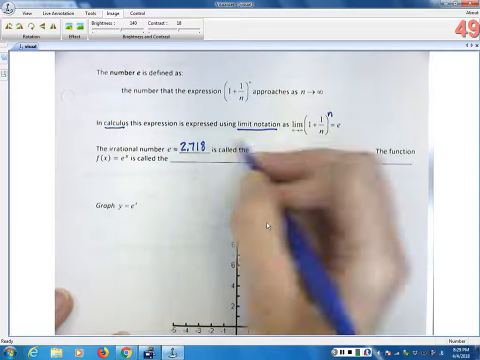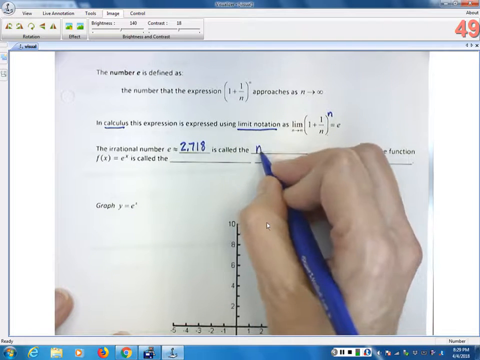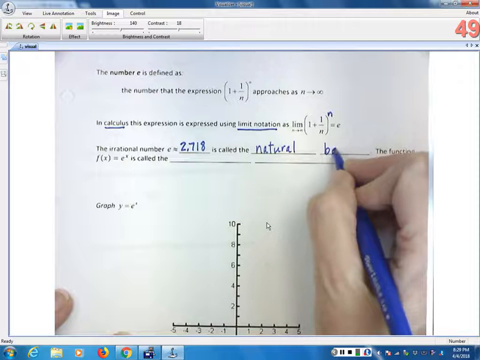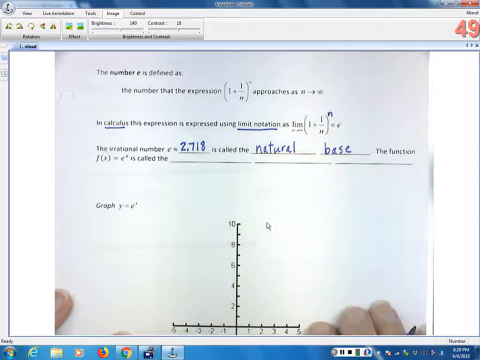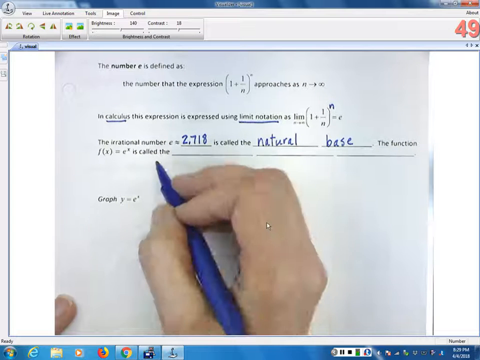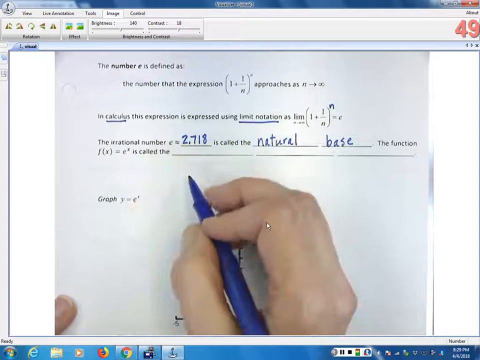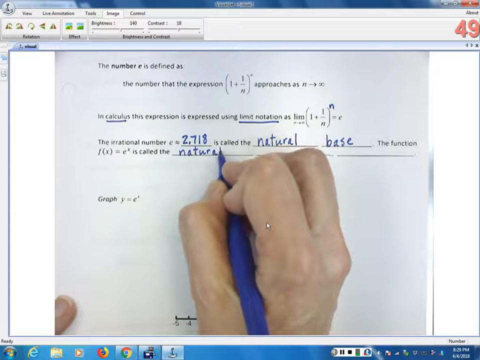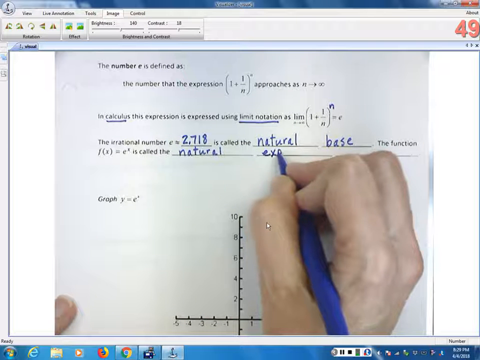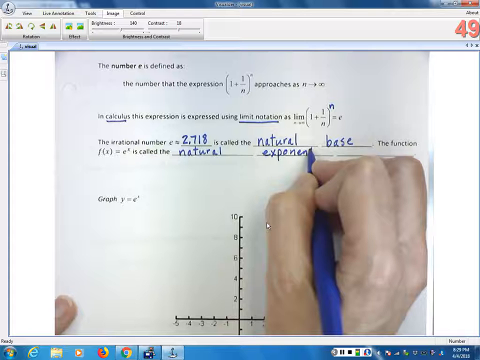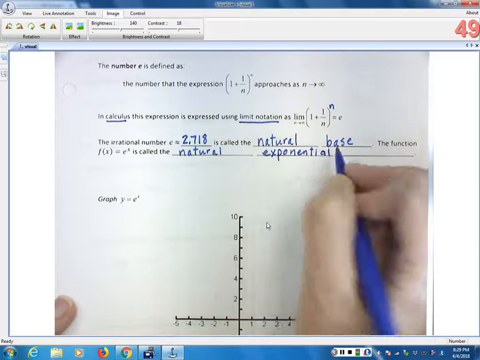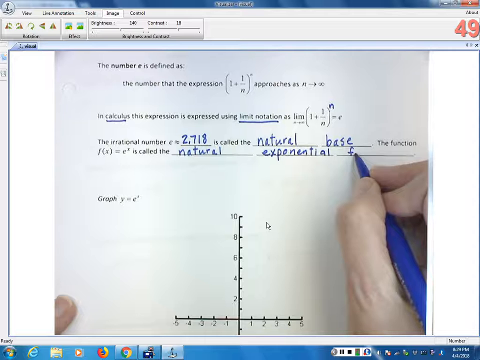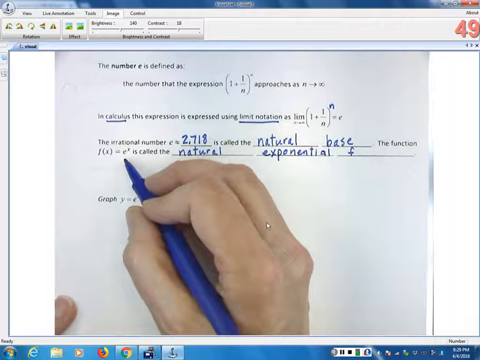The irrational number e is approximately 2.718, and it's called the natural base. The function f of x equals e to the x is called the natural exponential function. It's an exponential function because it has x in the exponent. It's a natural exponential because it's got e as a base.